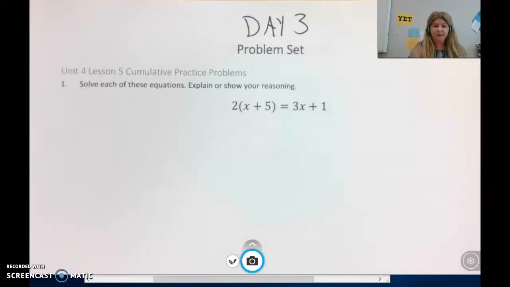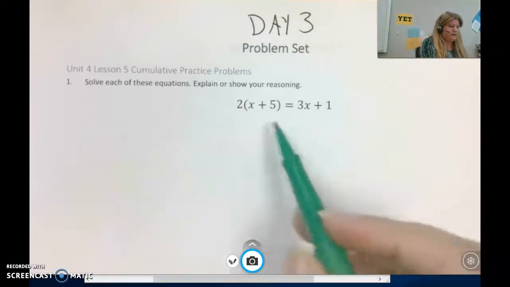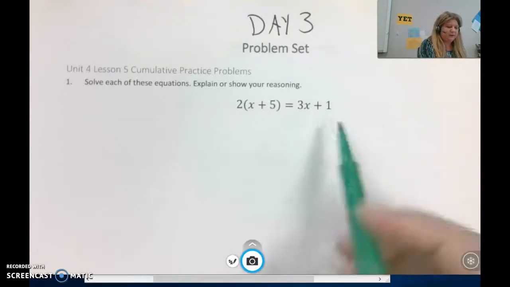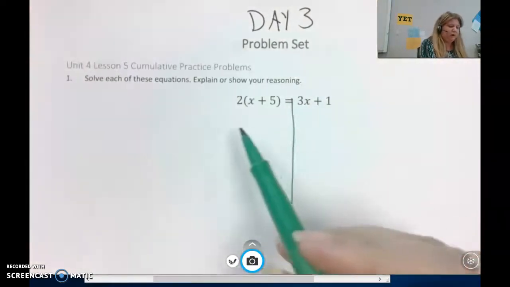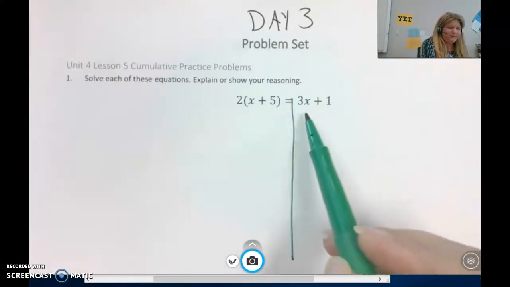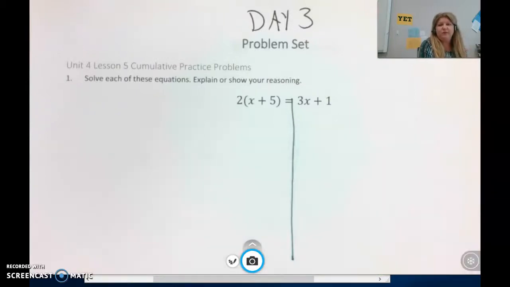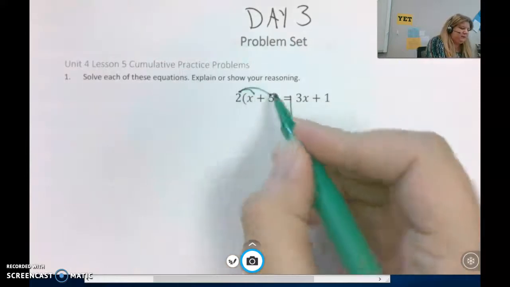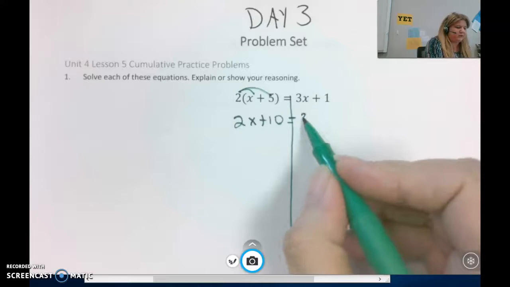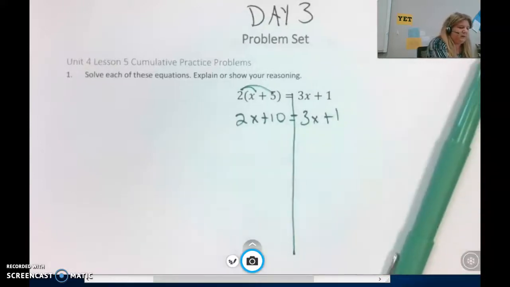Okay, so now we're going to be looking at the actual problem set for day 3. We have the first question. I have two options here. I could either divide each side by 2, or I could distribute the 2. If I divided each side by 2, I would end up with some fractions, which I'm not afraid of, but if I can avoid them, I will. So I'm going to distribute so I don't have to deal with fractions, at least not yet.